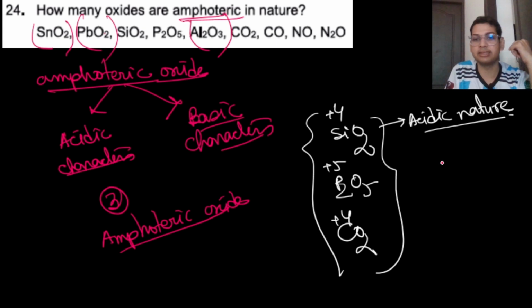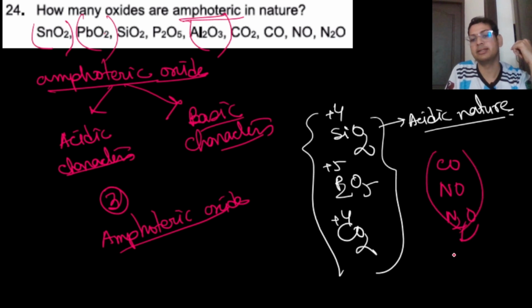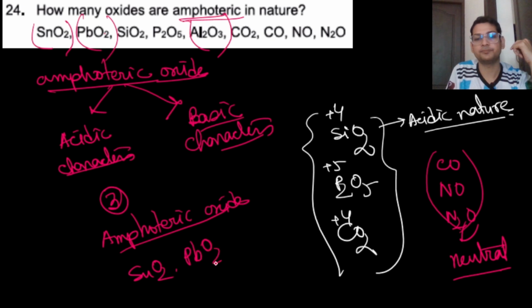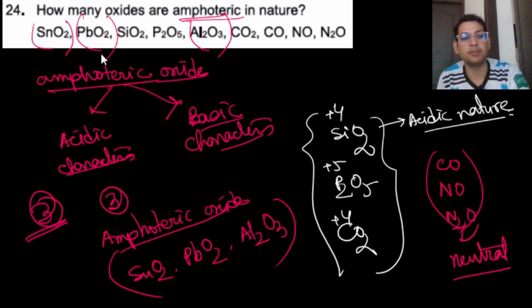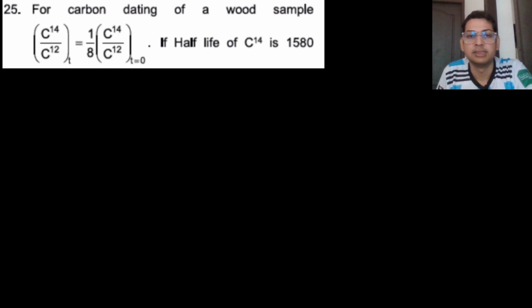Then sir, what about the others? You see, CO, NO, N2O, they are neutral. But these 3, which 3? SnO2, PbO2, and Al2O3, they are amphoteric oxides. Okay, so 3 will be your answer here. Okay, going to the next question.